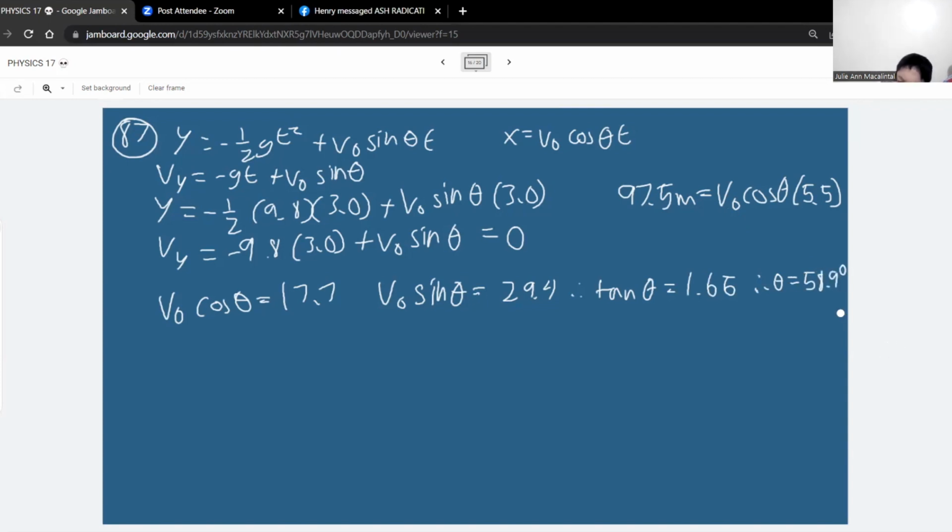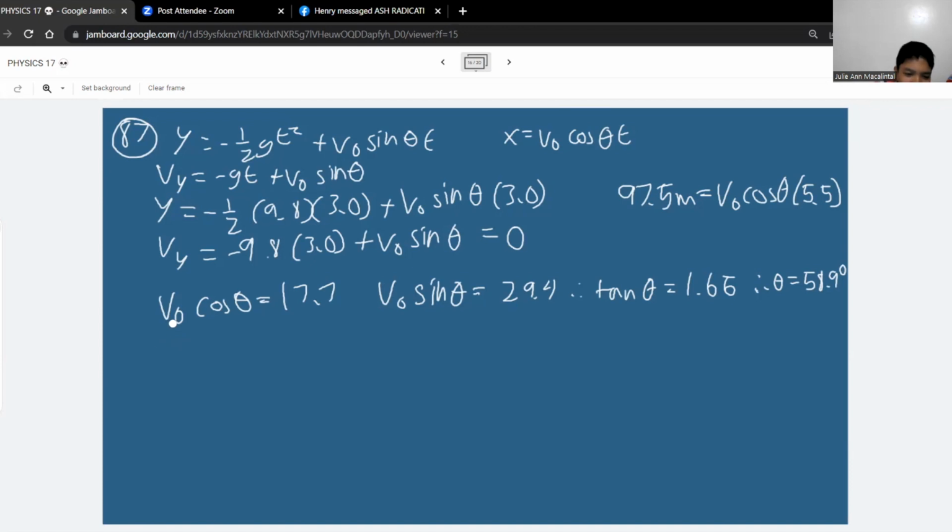And then, ano yung v sub 0 naman? Paano natin mahanap? Dito sa isa naman parang elimination. Hindi, substitution. Kasi alam na yung ito. Ganito: i-square mo both sides and then add them together. That is ultimate genius po.